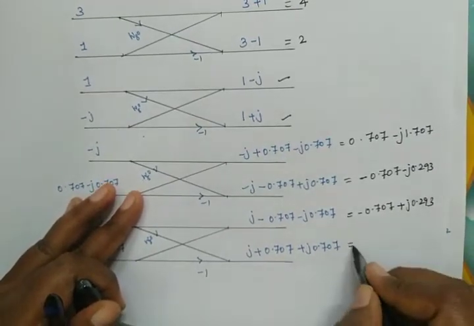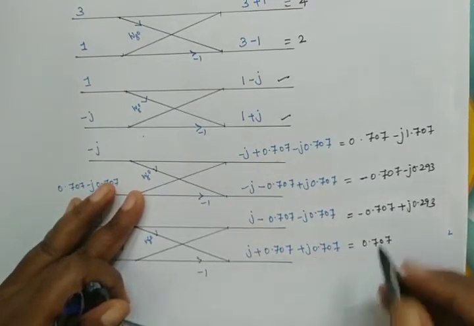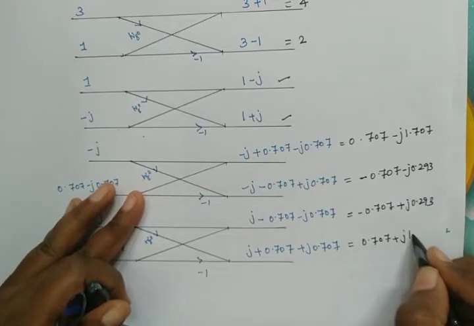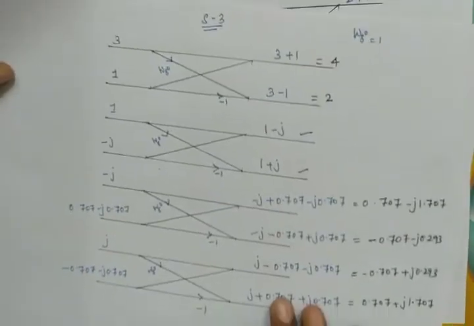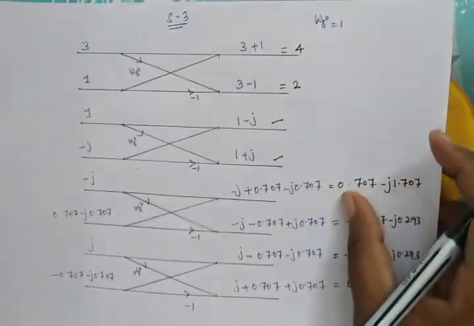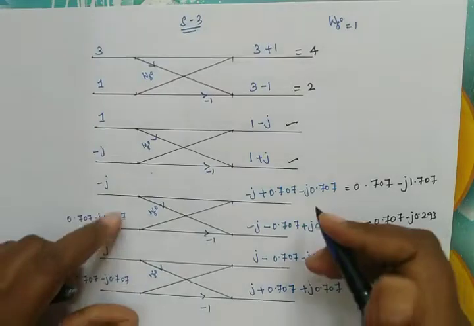Then the next one is which is equal to 0.707. Here it is plus, here it is plus. So plus j 1.707. So this is the final answer. But actually the output will be in the bit reversal order. So we have to represent this in the bit reversal order.